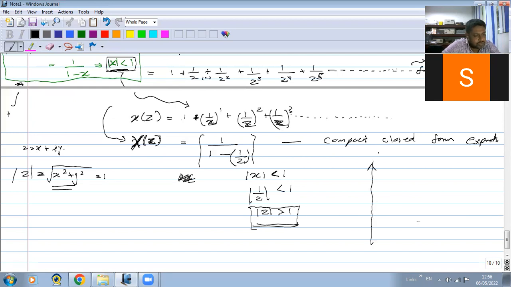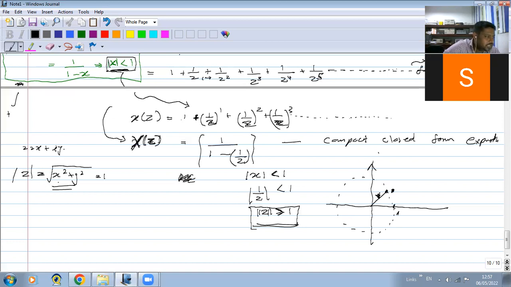So you can see that the ROC should be greater than 1. The absolute value of z should be greater than 1. Okay, so absolute value means the magnitude. Magnitude means the radius, no? The radius, the magnitude is this thing. It should be this range, and this value is R. Okay, this value is R, and it should be 1, and here also it should be 1.